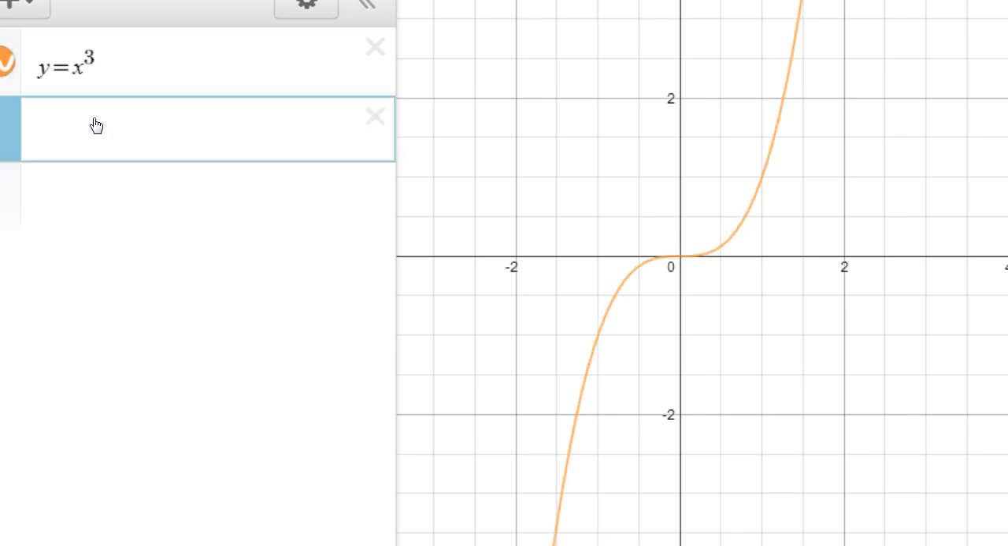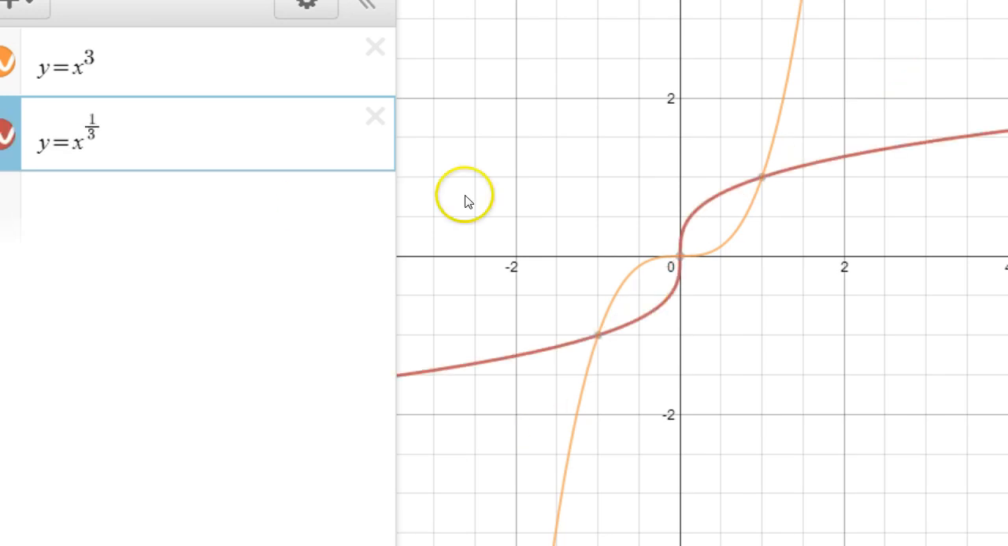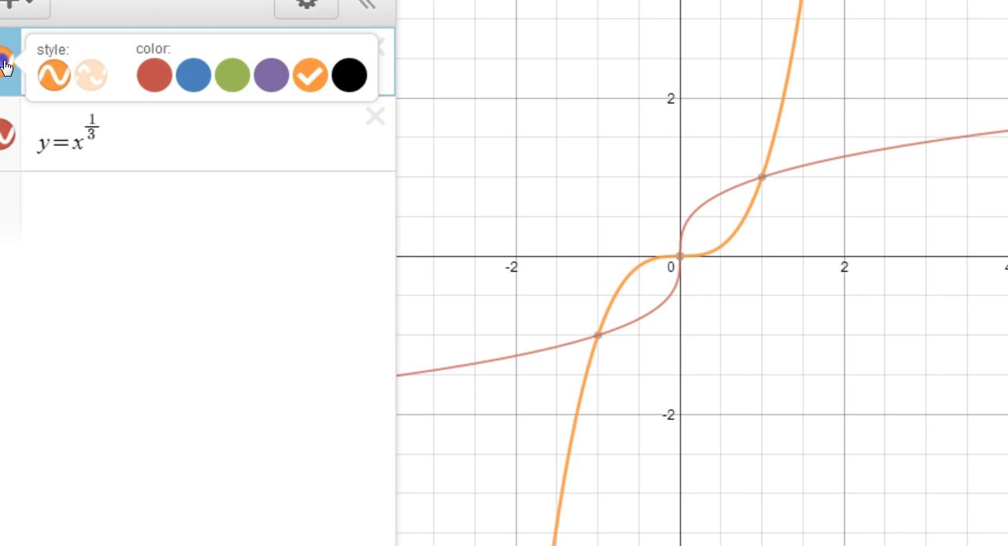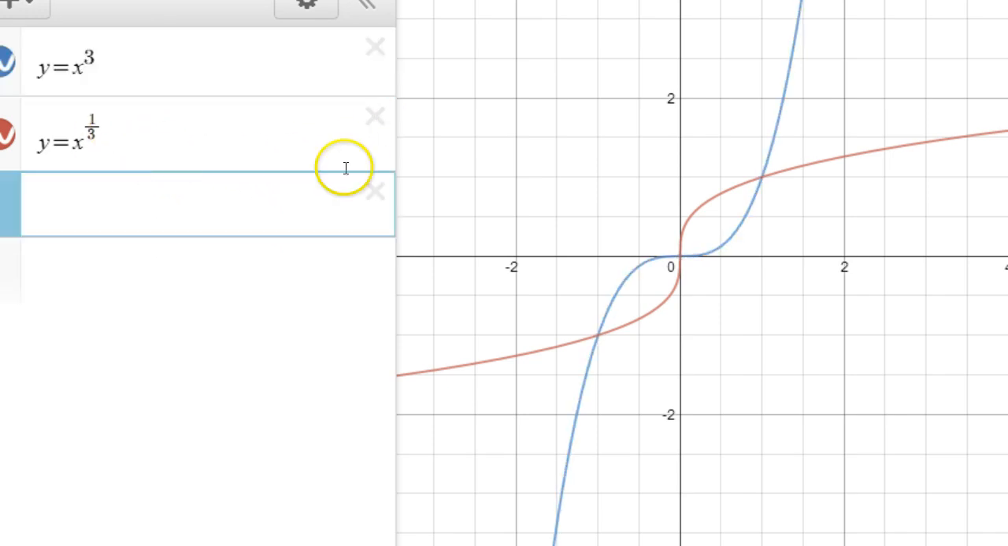Now, inverses, when you graph them, they make this pretty picture that looks like this right here. So right now, y equals x to the third is an inverse of y equals x to the 1/3, which is the one way I know how to graph a cube root.